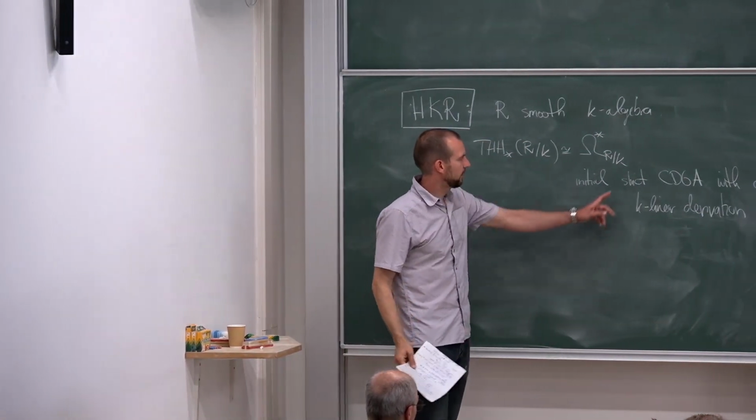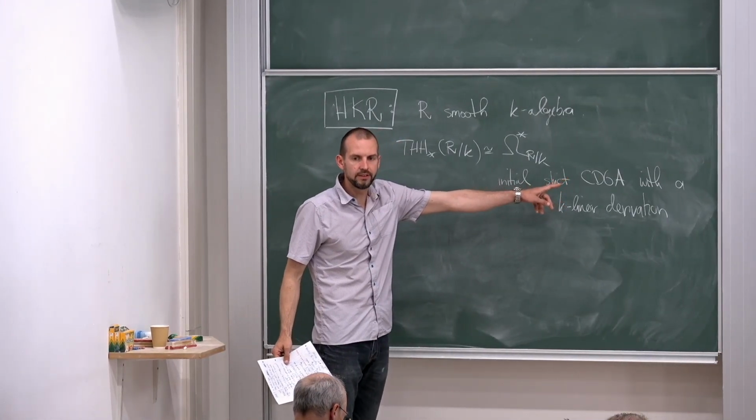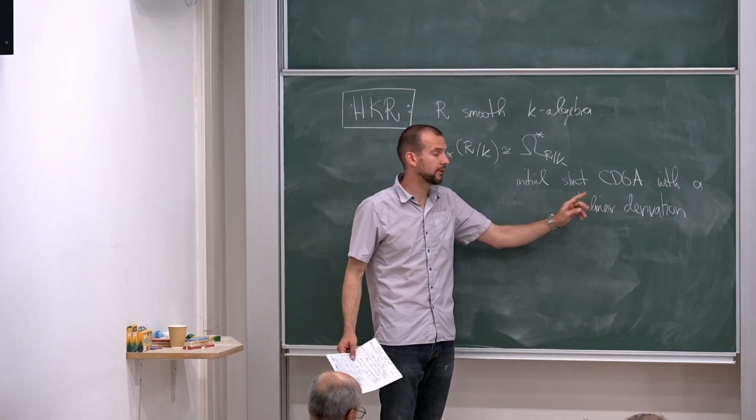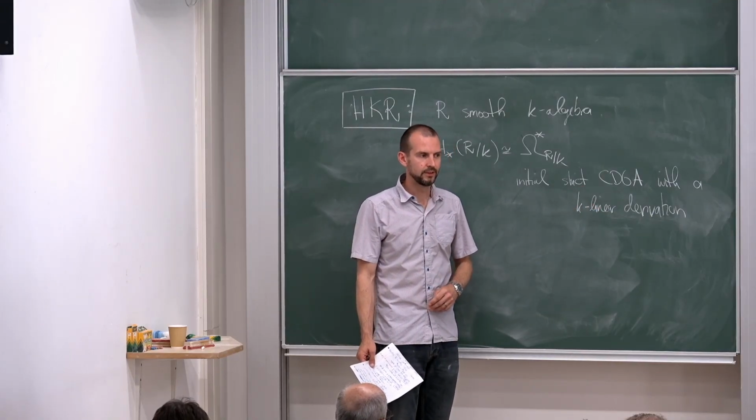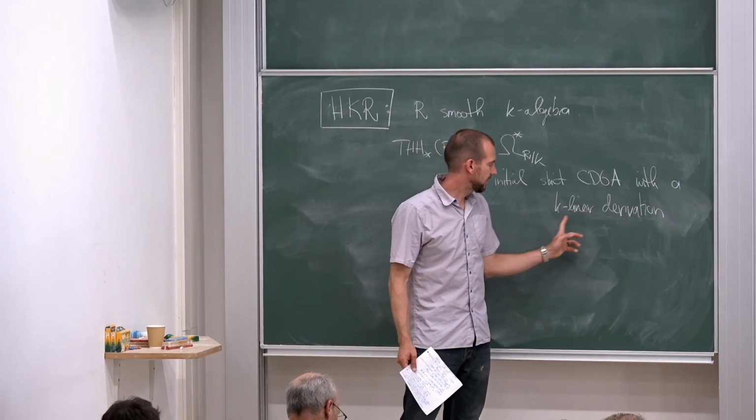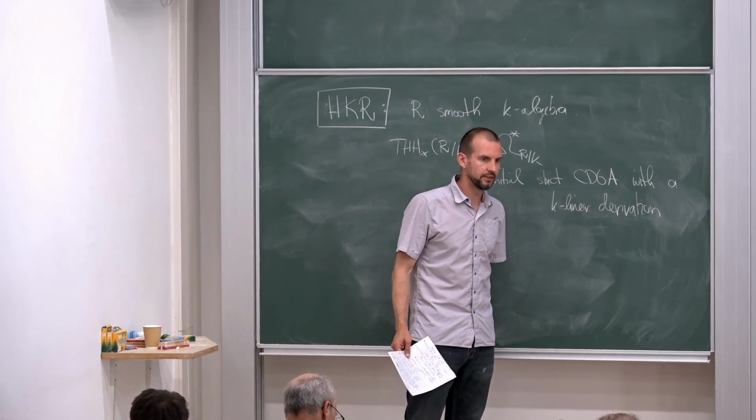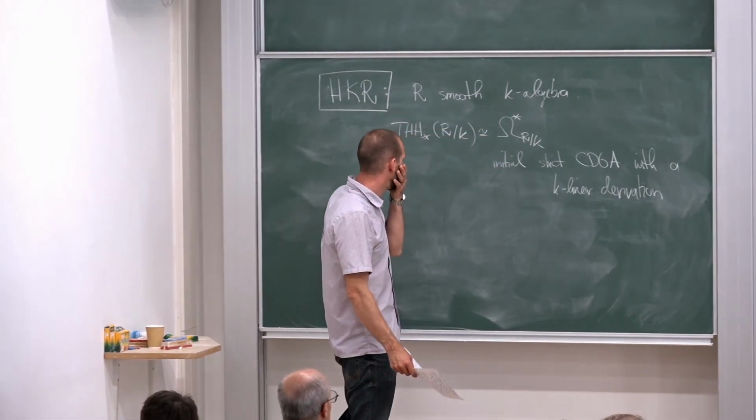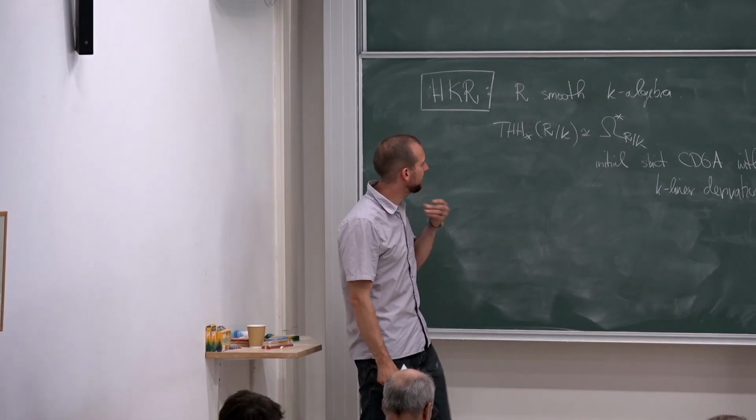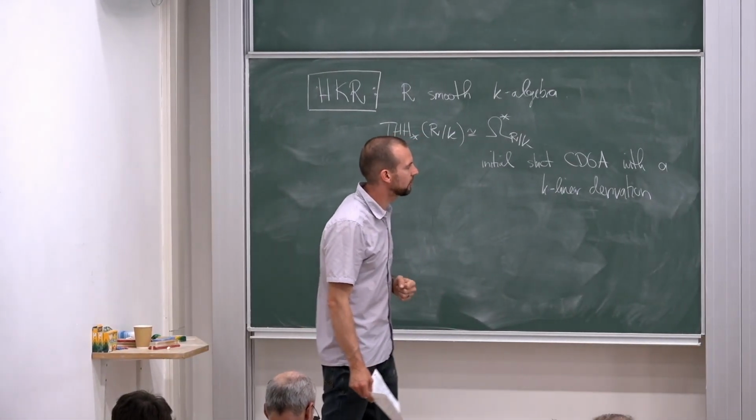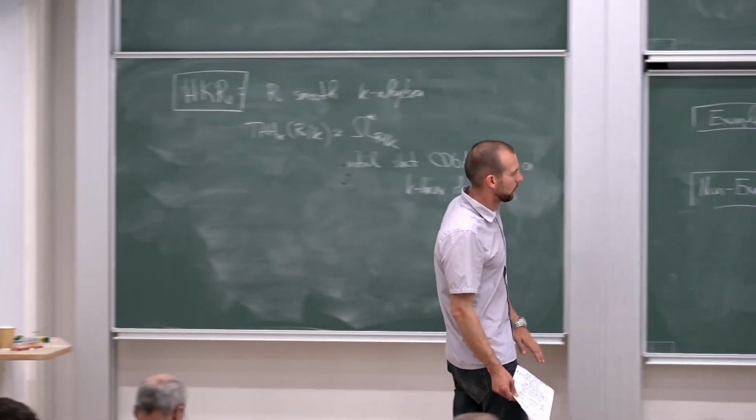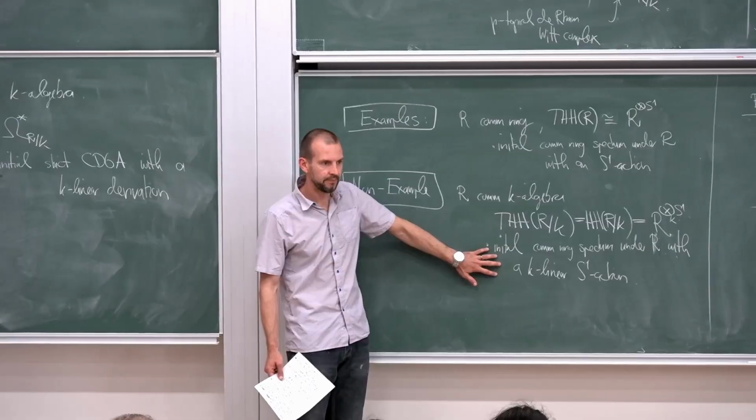I think everyone knows what a CDGA is. It's a graded algebra with a differential. Strict means that odd elements square to zero. This is not forced if you're graded commutative, of course. And it's clear what it means that the derivative is K-linear. Okay, so that's the classical HKR theorem. And let me say a couple words about why it's true. And I want you to complement this statement here with this statement here.